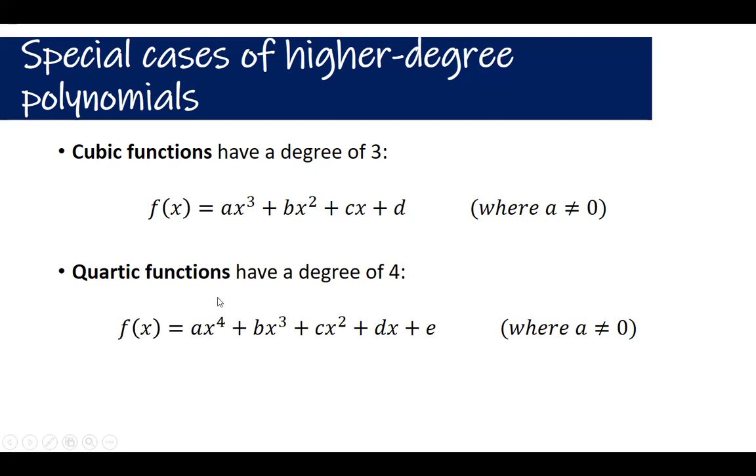Quartic functions are another special case. And in quartic functions, we have x to the 4th. So remember 4, quart, that's where that comes from. And it's just like cubic. We have a times x to the 4th plus something times x cubed all the way down to a constant term. And again, a cannot be 0, because otherwise we wouldn't have an x to the 4th term, so it wouldn't actually be quartic.